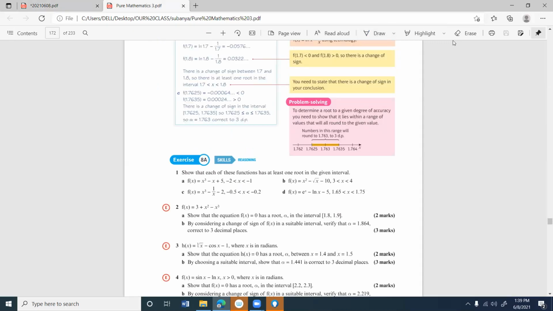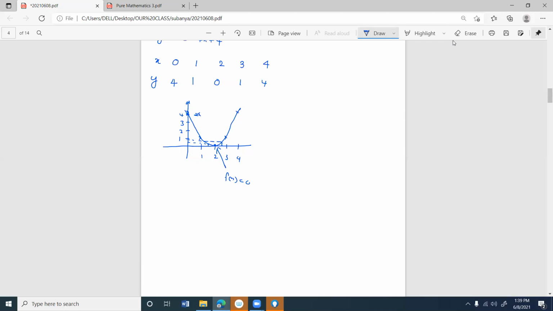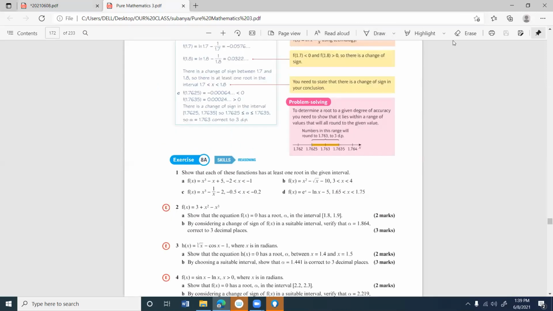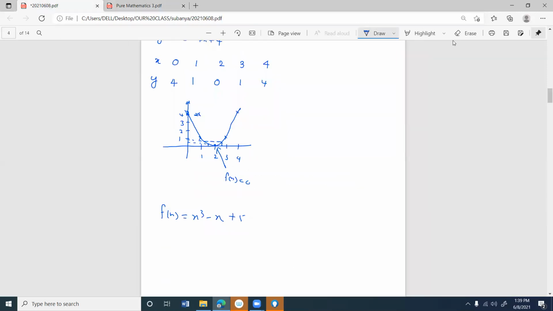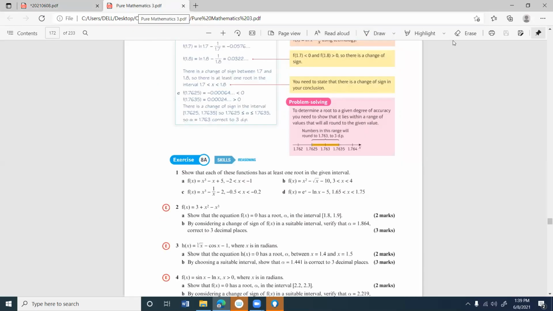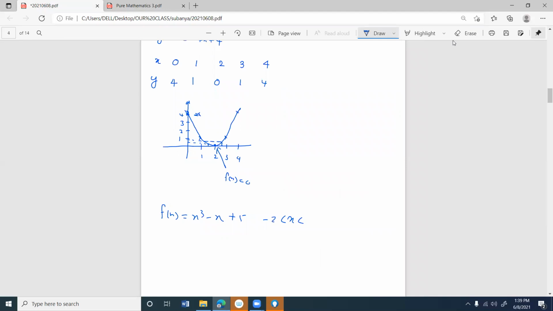Right. What we can do here is, they ask you to show that this function has at least one root in the given interval. So in this given interval, you have to show that a root exists. The first function given here is x cubed minus x plus 5. We need to show that a root exists in between minus 2 and minus 1.